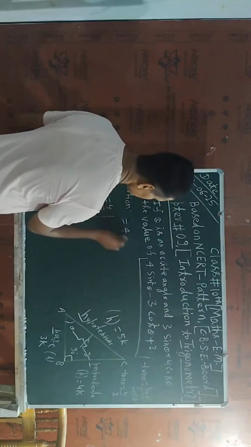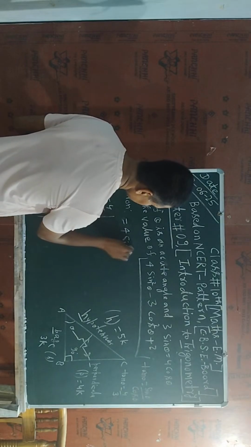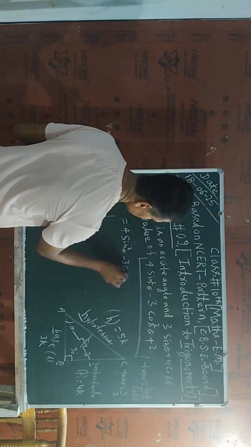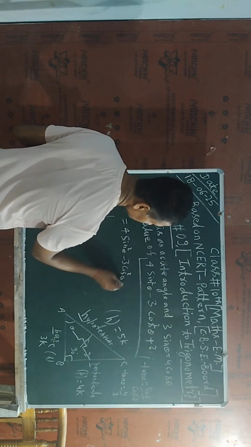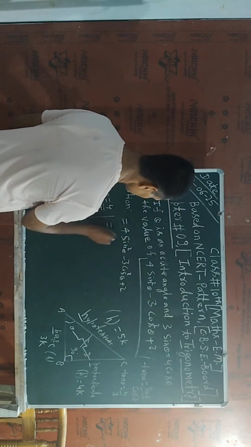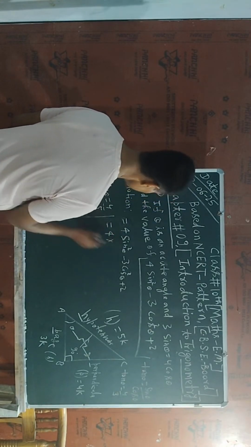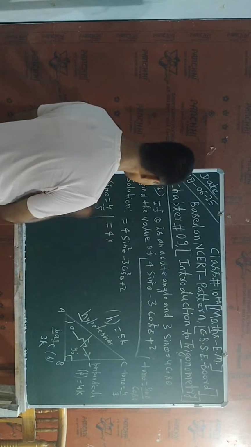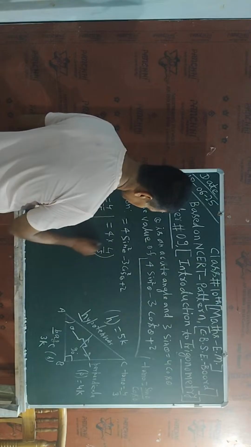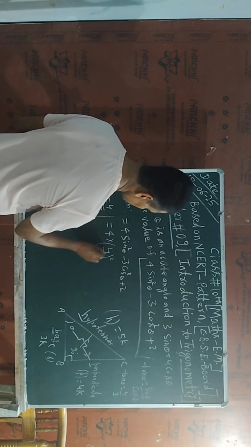So here I have to write 4 sin square theta, that is given in the question, minus 3 cos square theta, that is also given in the question, plus 2. Now further I will substitute the value of sin theta. Here I write 4 divided by 5 and here square is available, so I will put here square.